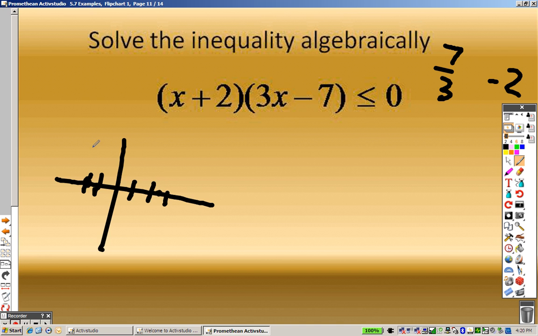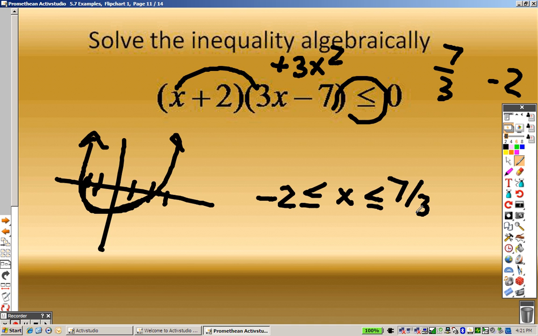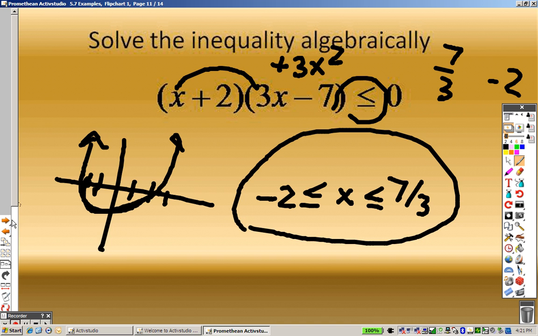So the graph would be like this. The reason I know it's positive, what's x times 3x? 3x squared. Notice how that's positive. That's how I know it's going up. I want everything less than or equal to, which means I want right in between those two. So remember, low to high. I chose less than or equal to because it's less than or equal to in the problem. And there's your answer.